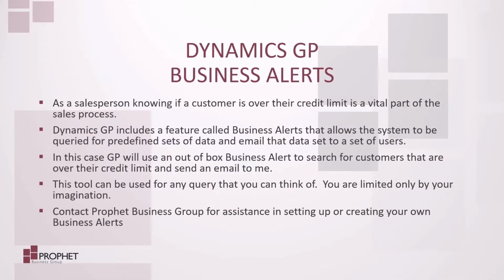As a salesperson, knowing if a customer is over their credit limit is a vital part of the sales process. Dynamics GP includes a feature called Business Alerts that allows the system to be queried for predefined sets of data and email that data to a set of users.